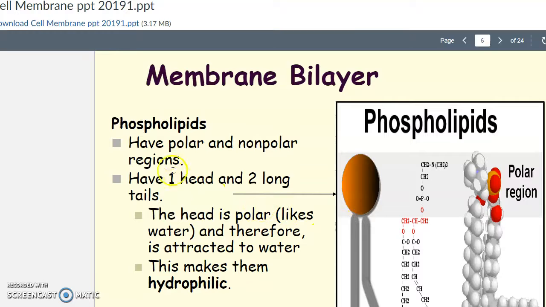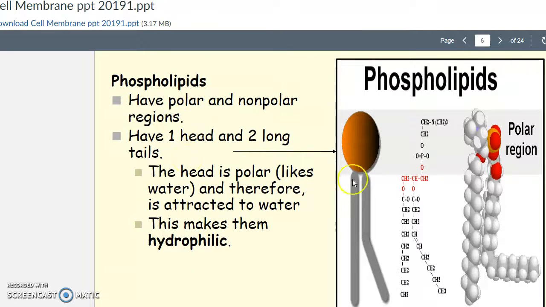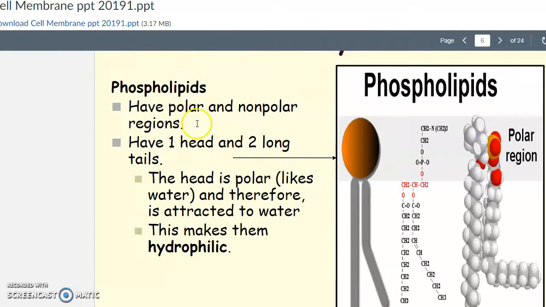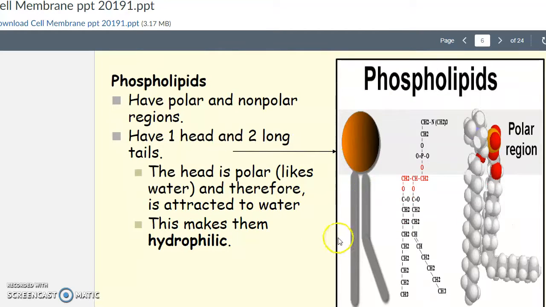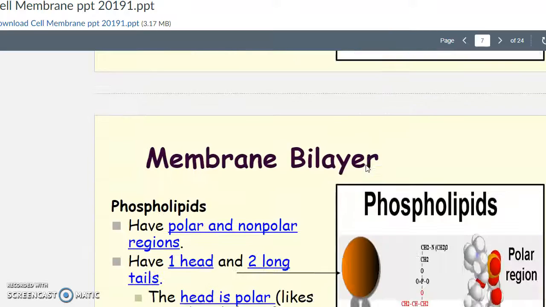Membrane bilayer. So there are polar and nonpolar regions, and they have one head and two long tails. The head is polar, so it likes water. It's hydrophilic. It's attracted to water. So the fancy word for liking water is hydrophilic.